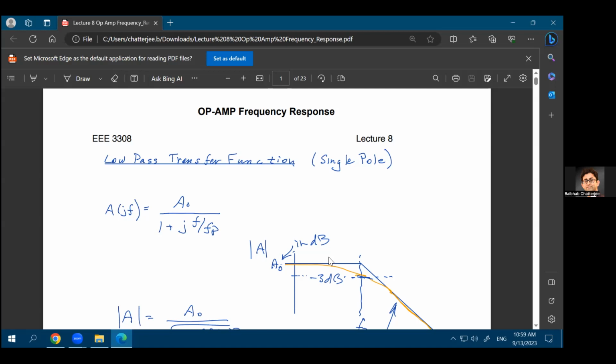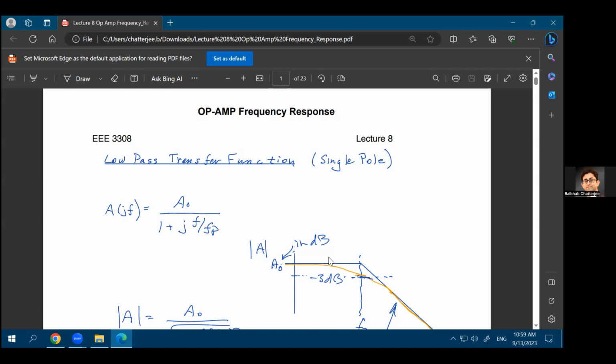And why does it drop? Let's assume that your frequency increases by 10 times after the pole frequency. Let's say this is the pole frequency, and here the frequency has increased by 10 times, because on the x-axis you keep on increasing the frequency. If your frequency increases by 10 times, what happens to the transfer function? The denominator increases by 10 times, which means the overall transfer function reduces by 10 times.